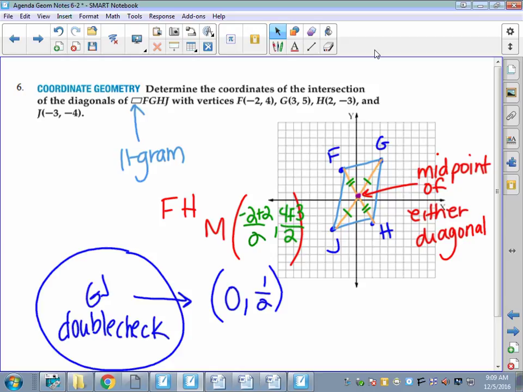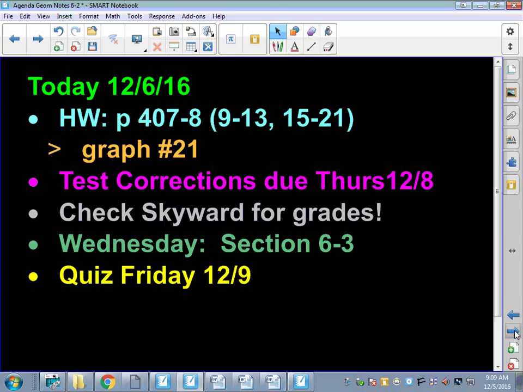So that is it for section 6-2. So your homework's on page 407 and 408, 9 to 13 and 15 to 21. 21, I am looking for a graph, so make sure that you go back. Don't forget about test corrections. I know I'm not here today, but we'll check those tomorrow and go ahead and have time to work on them if you're interested. Tomorrow we'll talk about section 6-3.